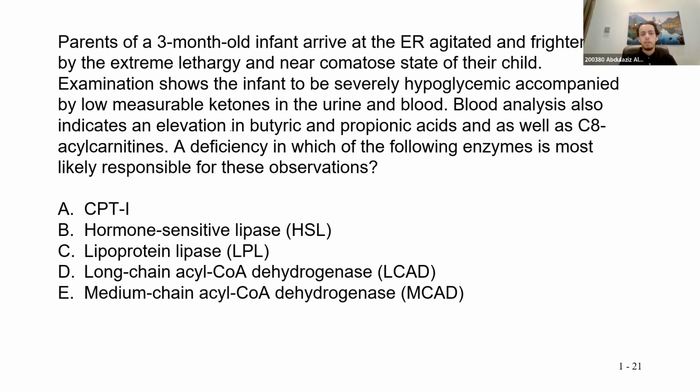Parents of a 3-month-old infant arrived at the ER, agitated and frightened by the extreme lethargy and near comatose state of their child. The examination showed the infant to be severely hypoglycemic with low measurable ketones. Remember this point, it's very important. Blood analysis also indicates elevated butyric and propionic acids, as well as C8 acyl carnitines. A deficiency in which of the following enzymes is most likely responsible for these observations? Okay. So why is it not CPT1? Can anyone answer me this?